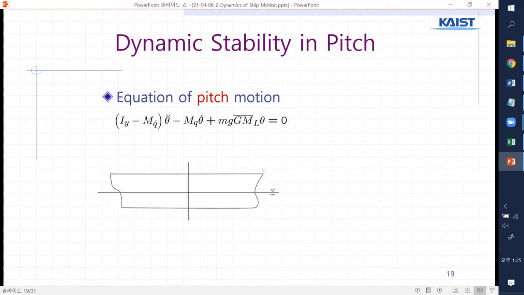And the equation of pitch motion is very similar to the roll motion equation, but with a different angle, theta. And this is an acceleration term, inertia term, and moment term, and spring constant. It looks similar, but each parameter term is very complicated and different.